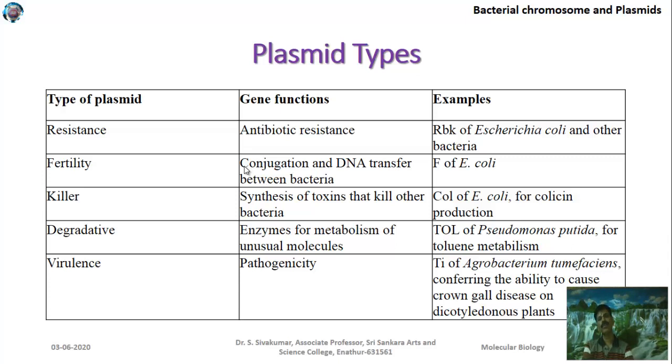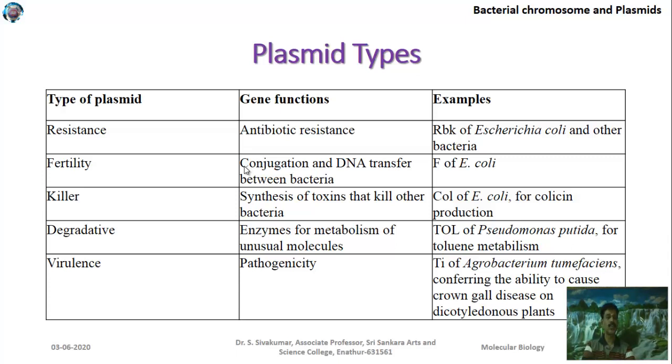What is the advantage of conjugation? Because conjugation leads to the transfer of genetic material from one bacteria to the other bacteria, or from one generation to other generation. New characters can be transferred from one bacteria to other bacteria. So this is the advantage of this particular fertility plasmid. So this is what this fertility plasmid is going to do.